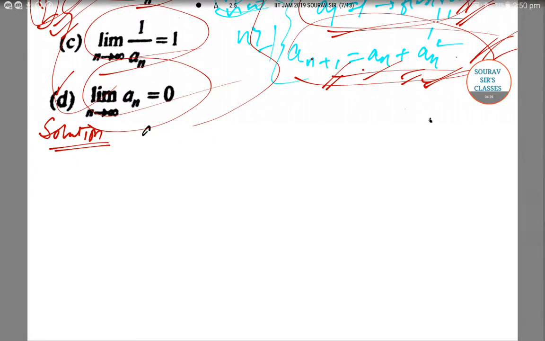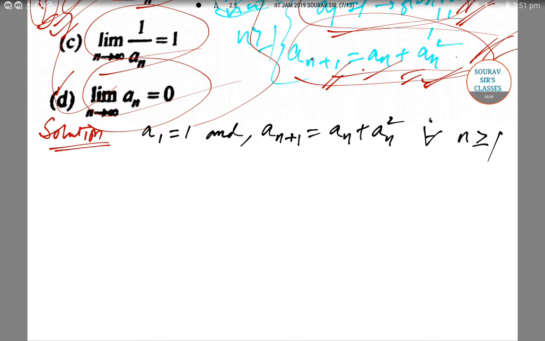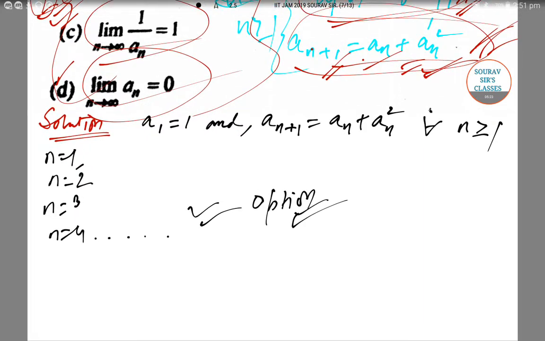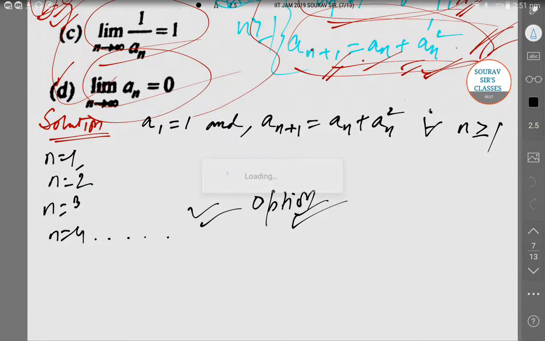Students, let us write the data which is given to us: a1 equal to 1, and the term after the nth term is equal to the nth term plus the square of the nth term, when n is greater than or equal to 1. Now we will put the values n equal to 1, then 2, then 3, then 4. In this way we will continue putting values, see the trend, and identify which options are correct. Let's put the values one by one on the next page.